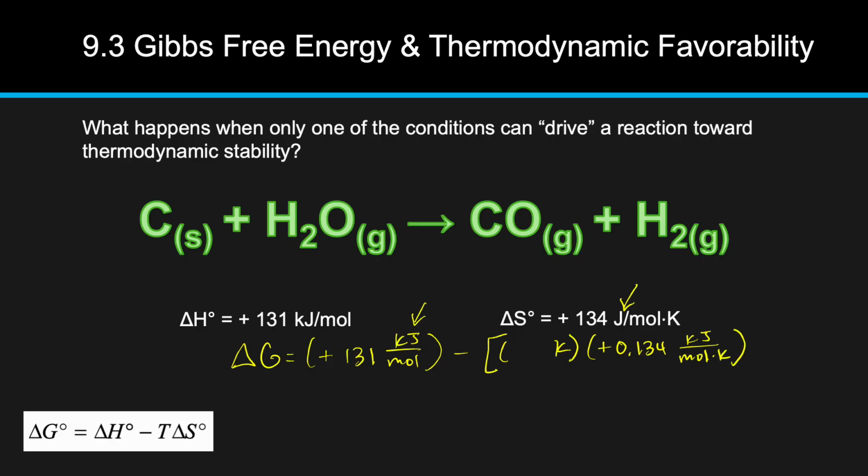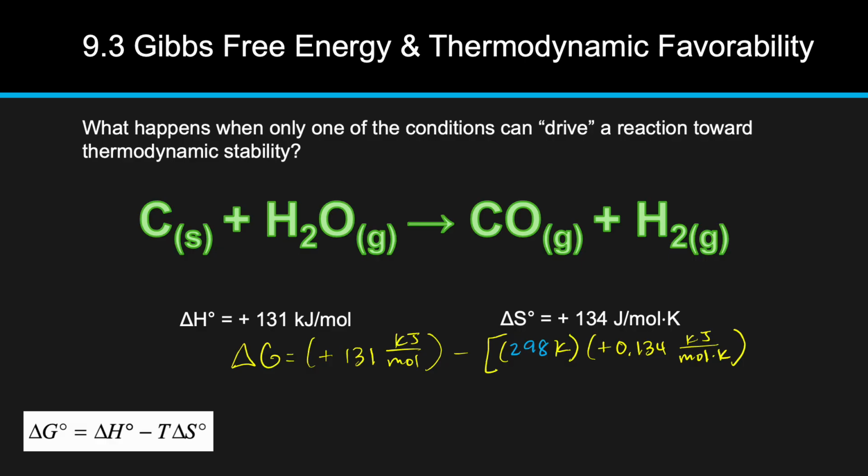And as you can see with our units here, those temperature units are going to cancel out when they're multiplied. And then we're just taking kilojoules per mole and subtracting kilojoules per mole. So delta G will be in kilojoules per mole. So now let's talk about why temperature is important in this scenario. So let's say we're at room temperature, which is 25 degrees Celsius. That is 298 Kelvin.